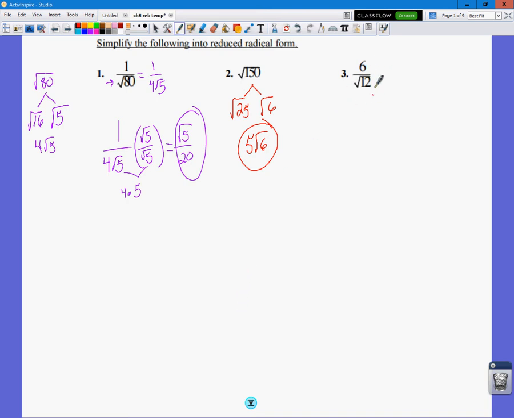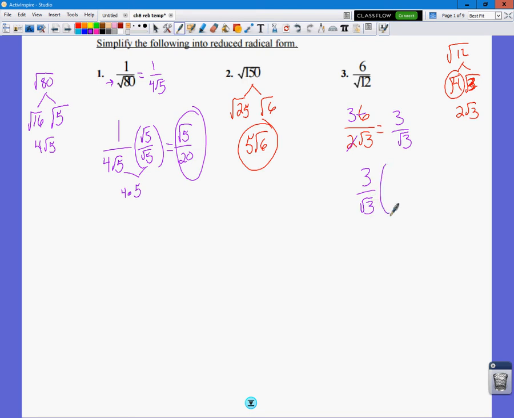Again, I would simplify this square root of 12 before I went any further. The square root of 12 could be written as the square root of 4 times the square root of 3. The square root of 4, though, has a value of 2. So I have 6 over 2 square roots of 3. Even this can still be simplified because 2 goes into 6 3 times. So I now have 3 over the square root of 3.